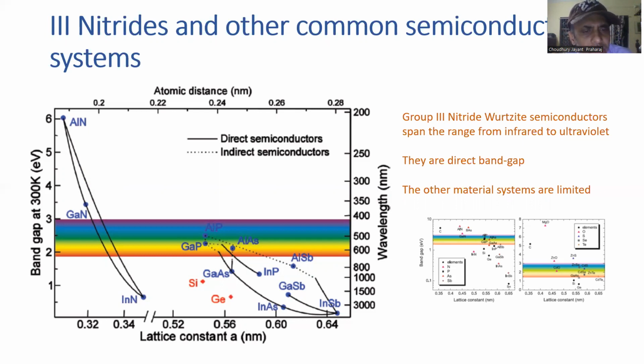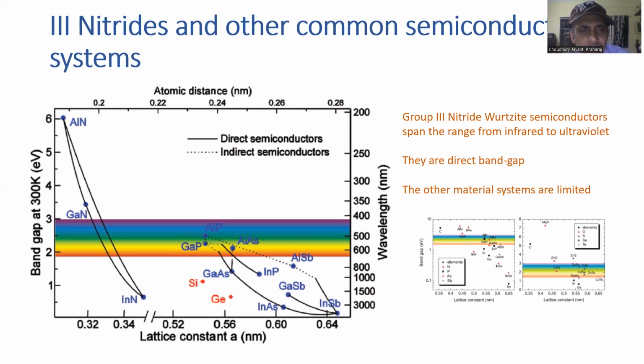And as you can see, the group 3 nitride material system spans the range through the visible, from the infrared to the ultraviolet, while the other material systems, like the arsenides and the phosphides, cover only part of the visible spectrum and then the infrared part of the spectrum.